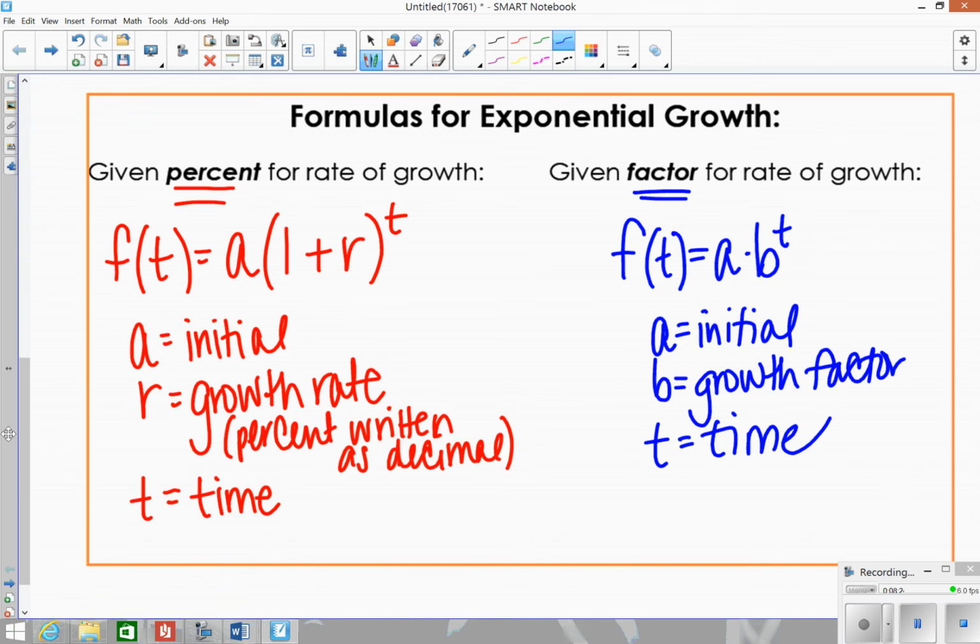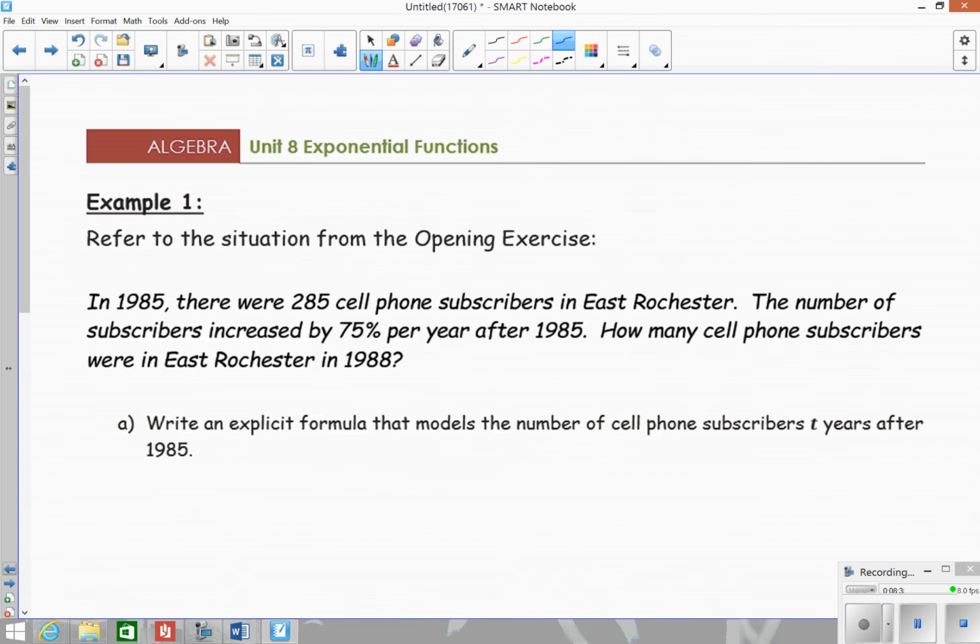So if we go to the next page here, let's look at some examples of how we can use the formulas, because the formulas are definitely going to be helpful. We have the same situation from the opening exercise, but instead of having this in a table format, we're going to use our formula and see how we can apply it to the same situation. So same scenario, we have in 1985, 285 cell phone subscribers. So this is going to be your initial. It's increasing by 75%, so that means the rate's going to be 0.75.